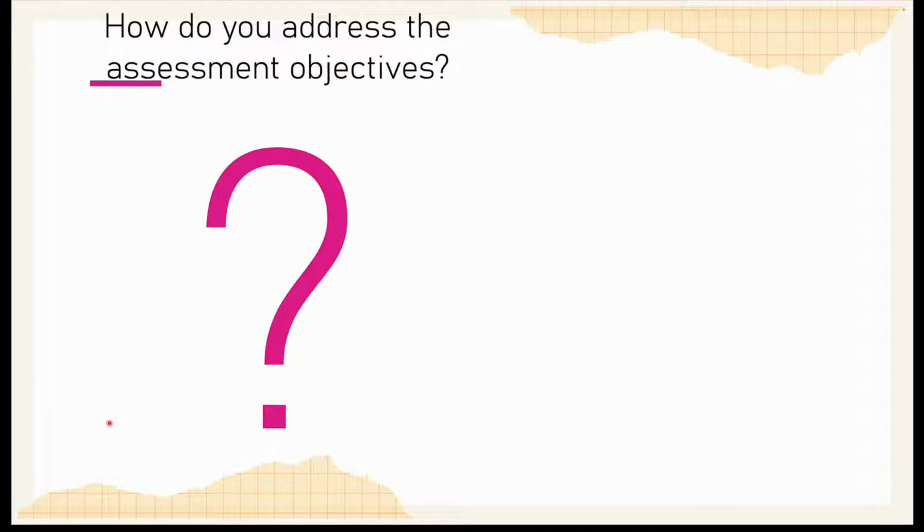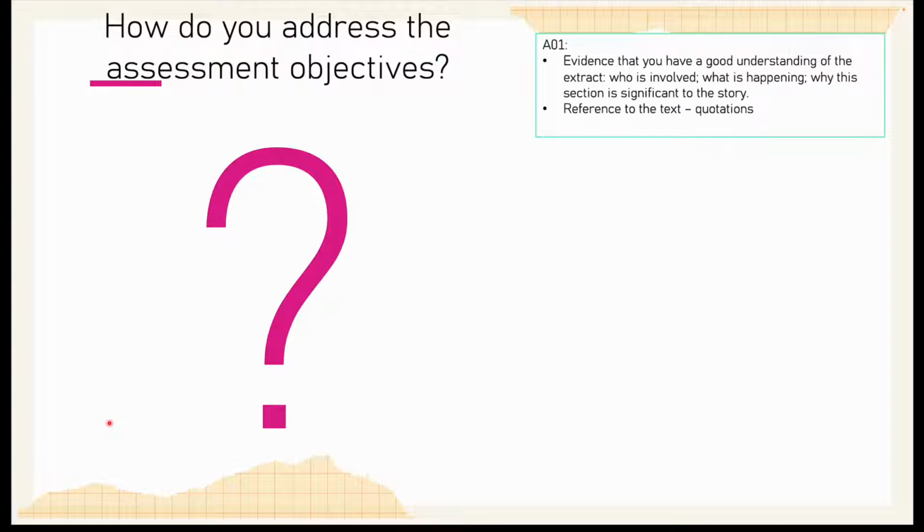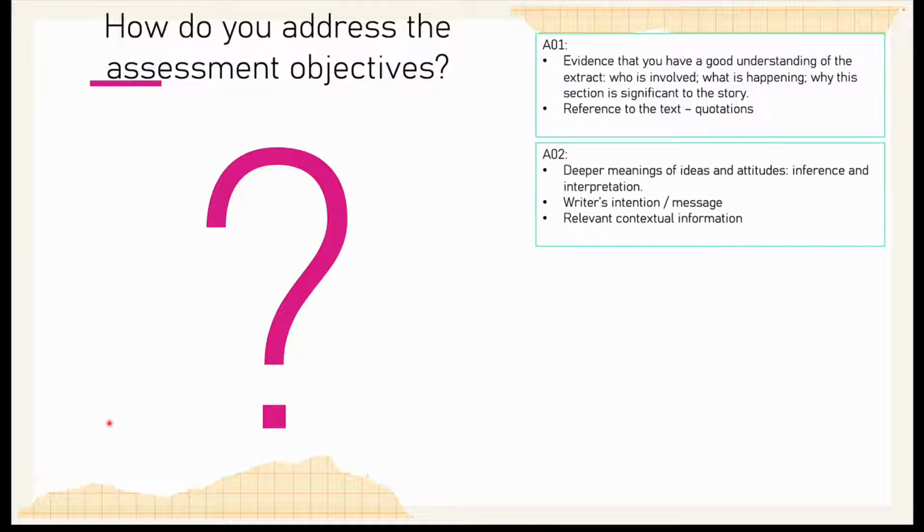So first of all, let's consider the assessment objectives. And what do we have to consider when we're looking at the assessment objectives? Well, we have AO1, which is all about the extent to which you show that you understand the extract. So that's everything from who is involved, what's happening, why this particular section is significant to the overarching story, and it's also a reference to the text, which is your quotations. And also, it doesn't always have to be quotations, it can just be generic references, but quotations must also be in there as well.